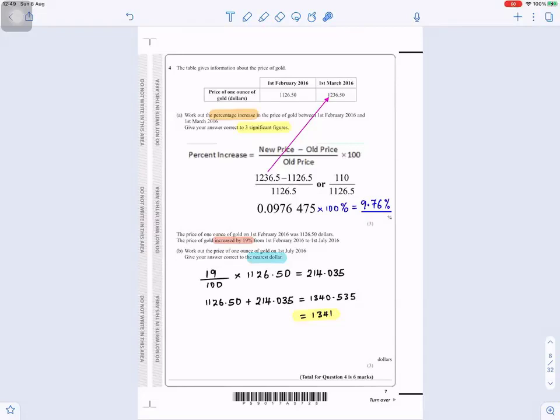The price of 1 ounce of gold on 1st February 2016 was $1,126.50. The price of gold increased by 19% from 1st February 2016 to 1st July 2016. Work out the price of 1 ounce of gold on 1st July 2016. Give your answer correct to the nearest dollar. So we want to work out 19% of 1,126.5. It gives you 214.035. You add that to the original, and that gives you 1,341 to the nearest dollar.